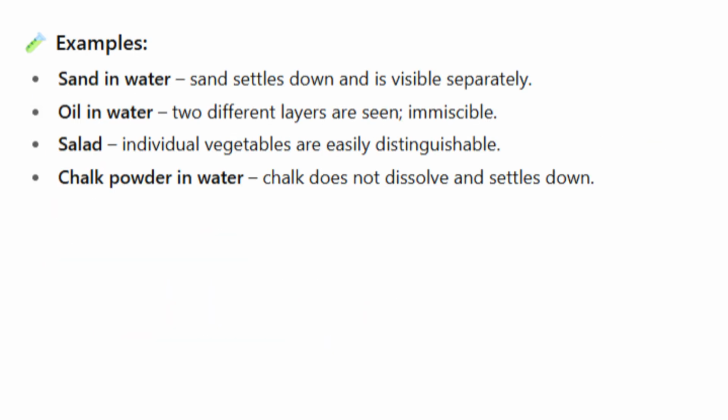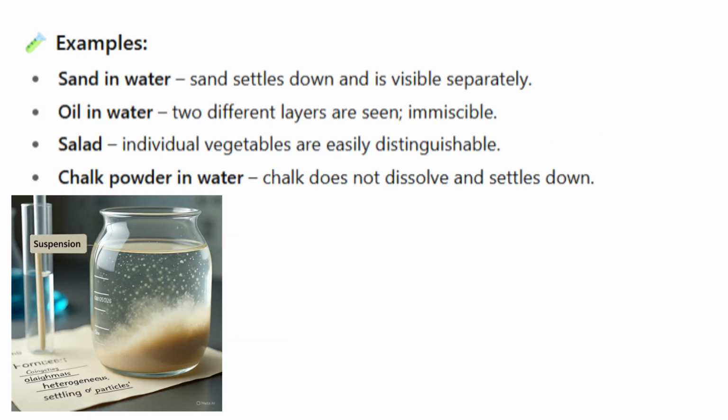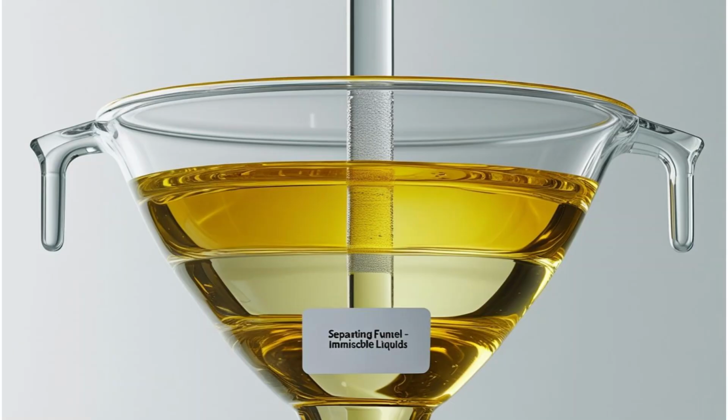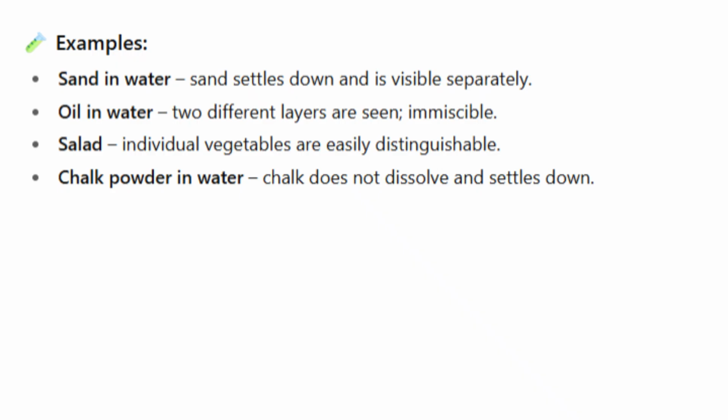Examples. Sand in water. Sand settles down and is visible separately. Oil in water. Two different layers are seen. Immiscible. Salad. Individual vegetables are easily distinguishable. Chalk powder in water. Chalk does not dissolve and settles down.